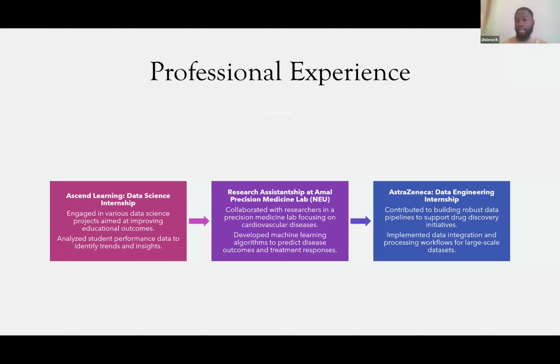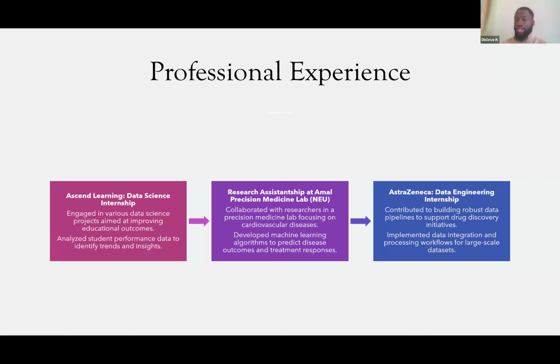And then in the summer after a couple semesters of my master's degree, so this was last summer in 2023, I had my first data engineering internship, and this was at AstraZeneca. AstraZeneca is a drug company. They make several drugs, and they were also one of the big companies that made the COVID vaccine.